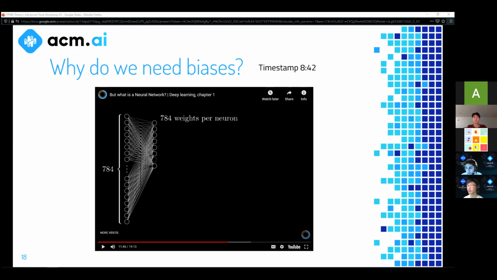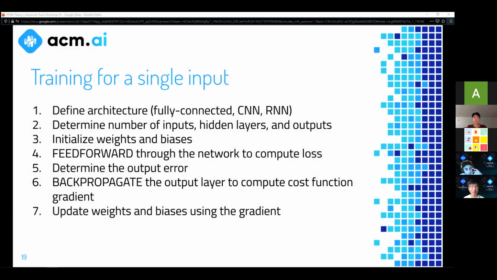Right. Do you have anything else to say there, Ben? No, that's all. You got it. Thanks. Okay, cool. After this, I think, Paymon, you are going to take over talking about backpropagation and training.